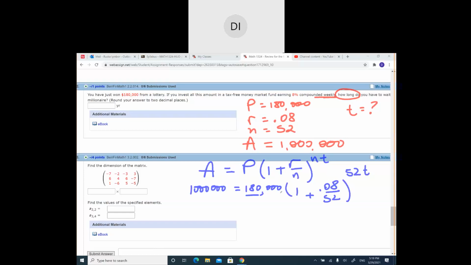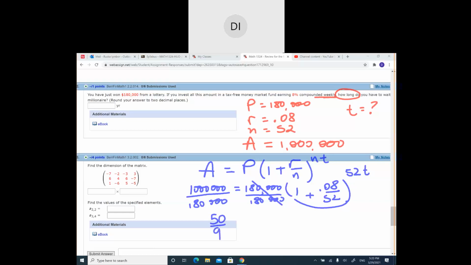First, I'm going to divide by this number. So dividing by 180,000. Because you want to cancel this. And you get number equals number with exponent. So what is 100 divided by 18? So here we can reduce it, so it's going to be 50 over 9. I'm going to keep it as a fraction, 50 over 9.